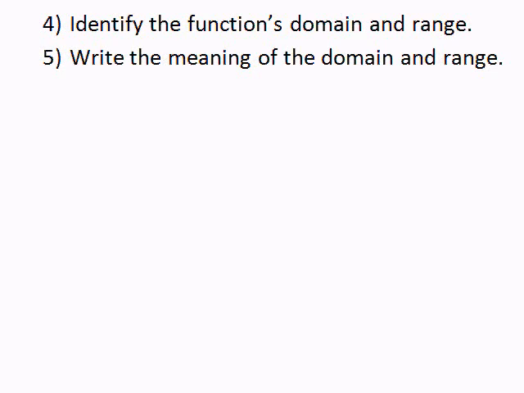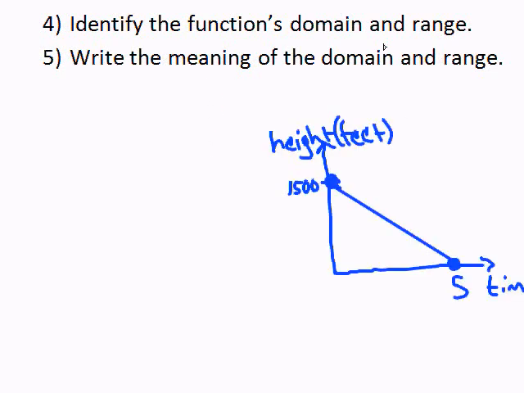Our last set of instructions ask us to find the function's domain and range, and then to write the meaning of the domain and range. Let's find the domain first. Now, we're not talking about x and y, we're talking about t in minutes and h in feet. So our domain is on the x-axis, or in this case is t. Notice, all of our time values start at 0 and get bigger all the way to 5.